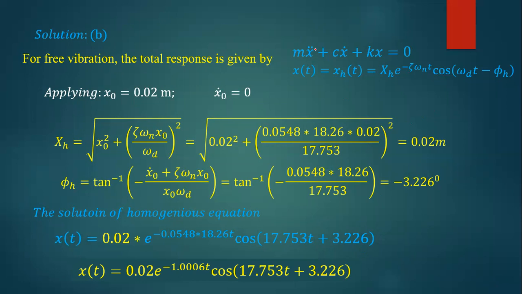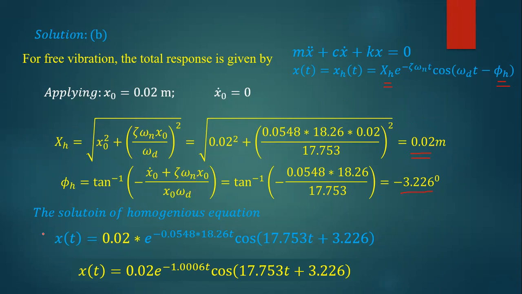So the governing equation m x double dot plus c x dot plus k x is equal to zero, and x of t is equal to x homogeneous of t only. So we have two unknowns, this one and this thing. And we can calculate the damped frequency, that is already calculated. Initial conditions are there. So this is the x homogeneous solution, square root of x naught square plus the quantity x dot naught plus zeta omega n x naught over omega d, squared. We directly take it from our lecture number 3 or 4. From that we can find this. And phi homogeneous, tan inverse of x naught omega d over x dot naught plus zeta omega n x naught, which gives us minus 3.226 degree.